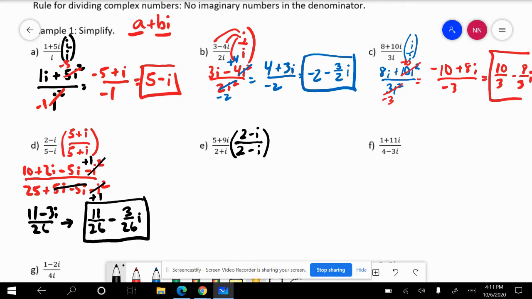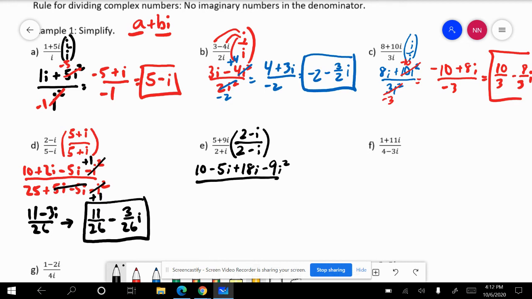I'm going to FOIL the top. 5 times 2 is 10. 5 times i is negative 5i. 9i times 2 is 18i. And 9i times negative i is negative 9i squared.